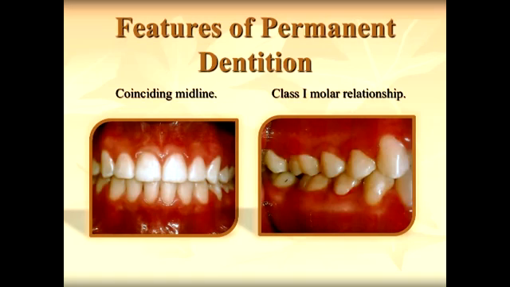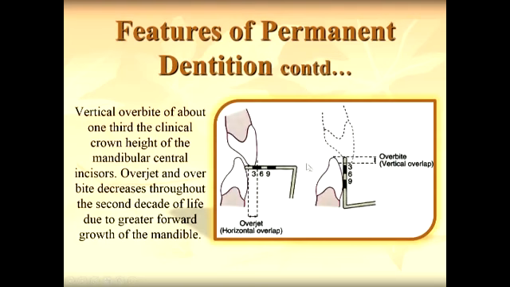Therefore, the features of the permanent dentition are coinciding midlines, as shown here, and the class 1 molar relationship. Class 1 molar relationship means the mesiobuccal cusp of the upper molar sits over the buccal groove of the lower permanent molar.